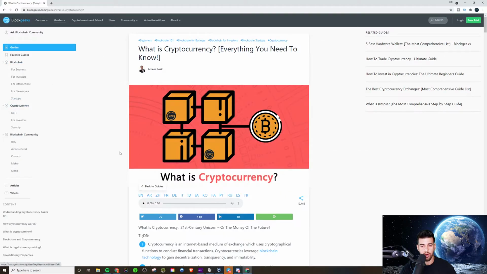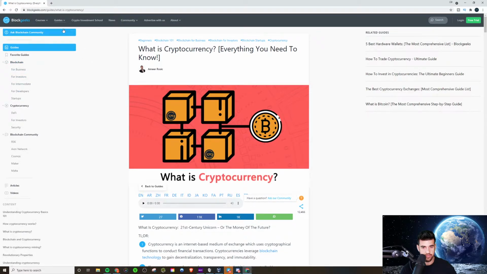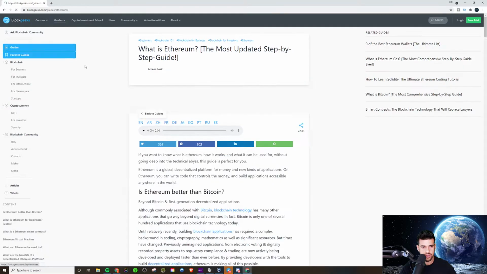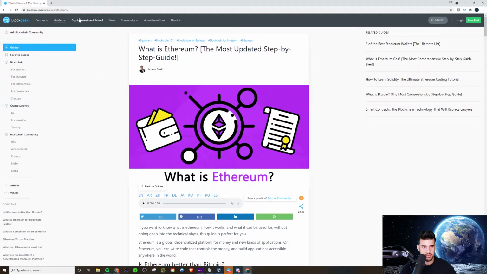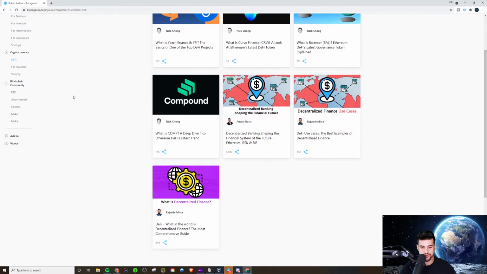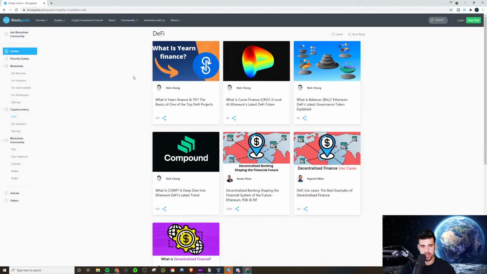So this is going to be an article giving you the rundown of how this stuff works, right? They basically put their most popular articles in this drop down here: how to invest, even going into what is Ethereum, talking about DeFi. That has been huge this year, decentralized finance. You can learn about it from the ground up basically on this site.